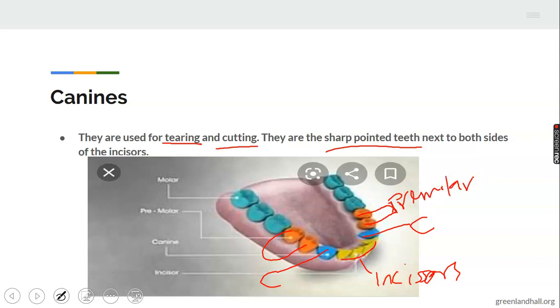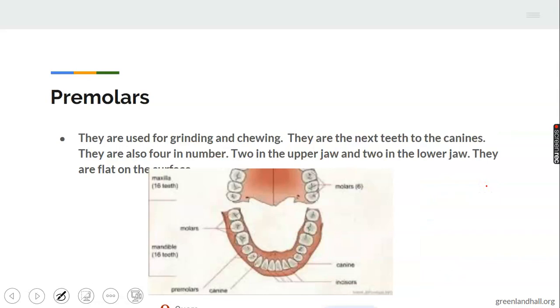What do premolars do? What do we use them for? They are used for grinding and chewing. The incisors are used to bite and then to chew. The canines are used to tear. The premolars, we use for grinding. Look at the surface. It's different from the first 6 that we have.